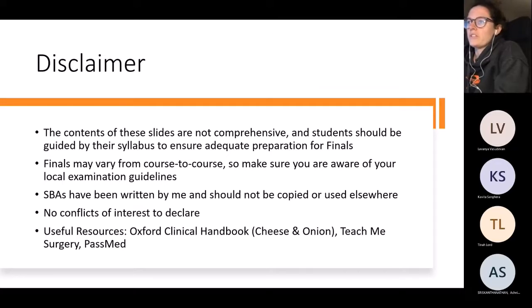I've got no conflicts of interest, and my general advice with studying for finals is that these three sources for surgical stuff were really helpful. The Cheese and Onion Oxford Clinical Handbook is really, really useful. Teach Me Surgery is constantly being updated and has great information. It also has questions that you can test yourself on. And of course, PassMed is great just to get through MCQ banks. I highly recommend it. I depended on it, and I still depend on it to this day with exams.